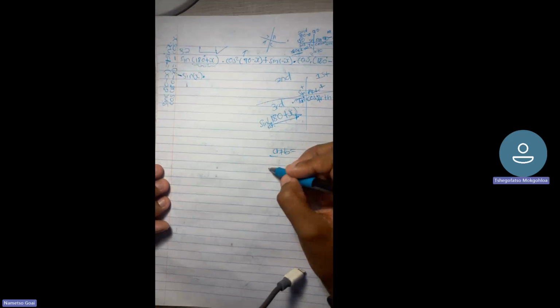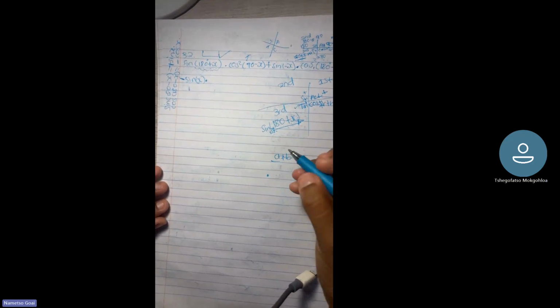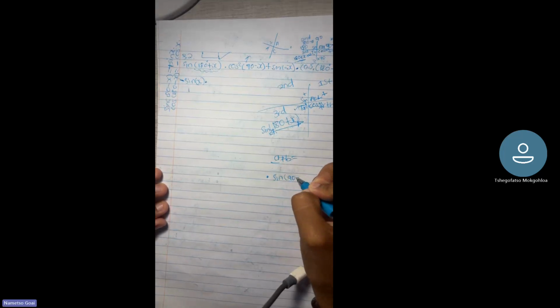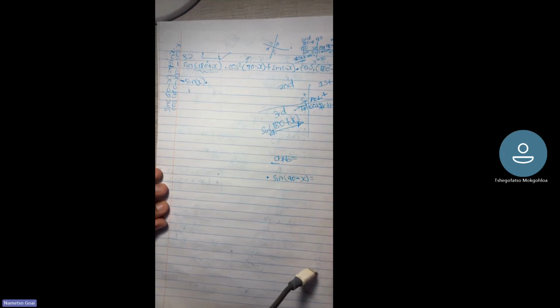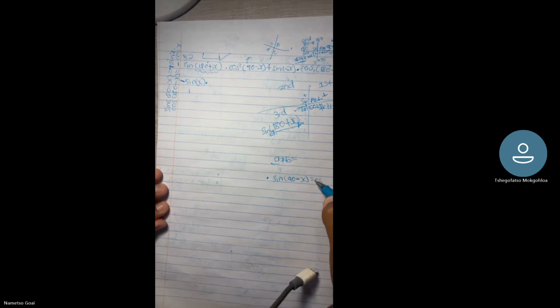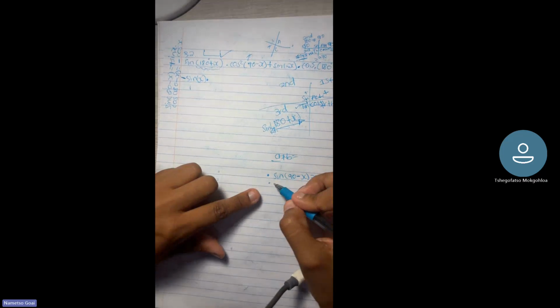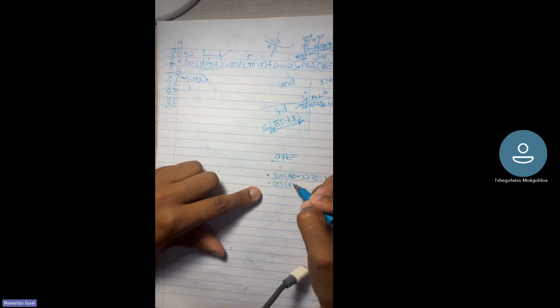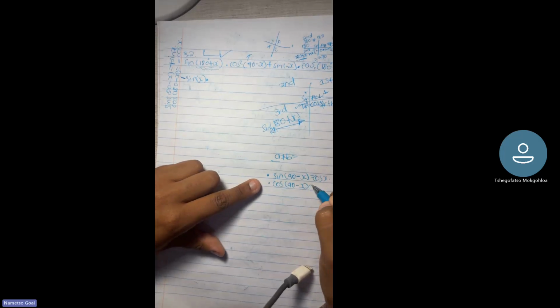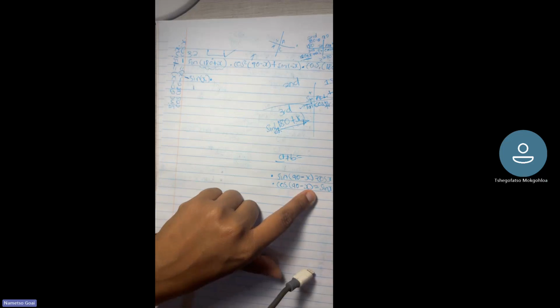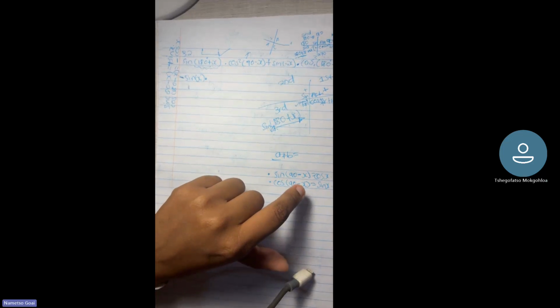For co-function identities, I don't know if you remember, but from last class we said sine 90 minus x will be equal to cos x, right? And cos 90 minus x will be equal to sine x, right?